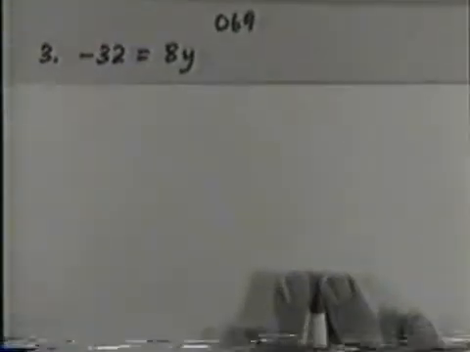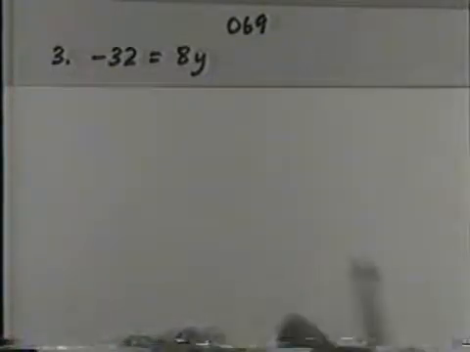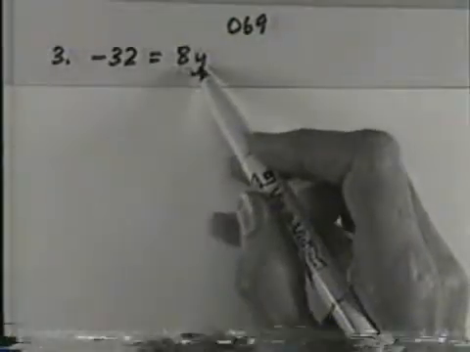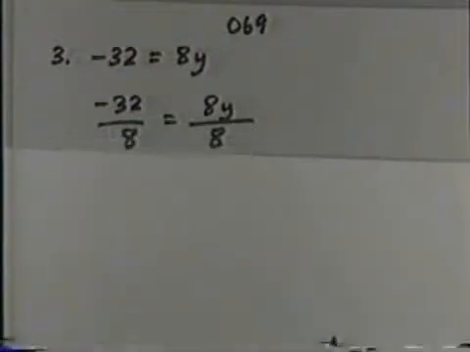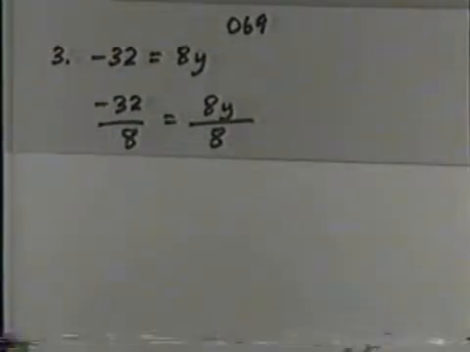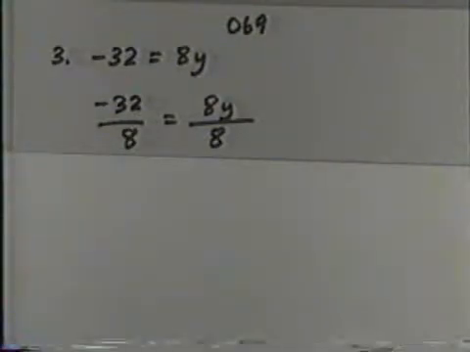For our next example, we have negative 32 is equal to 8y. To eliminate the 8, which is the coefficient, we can multiply by 1/8 or divide by 8. Remember that one use of the multiplication property is to divide both sides of the equation by the coefficient that we want to remove. Remove a coefficient by dividing both sides of the equation by the coefficient.